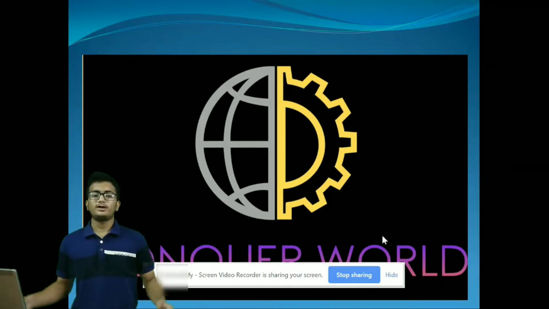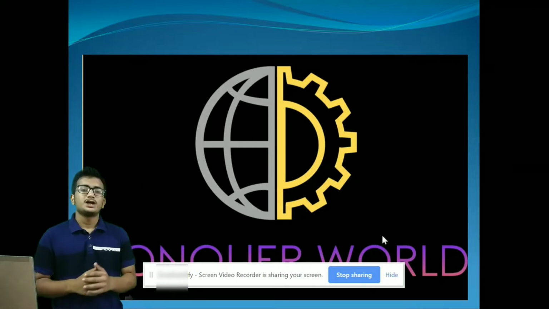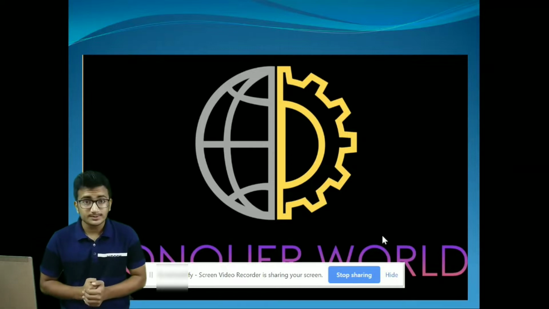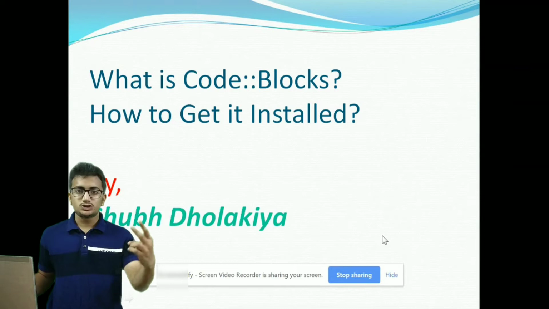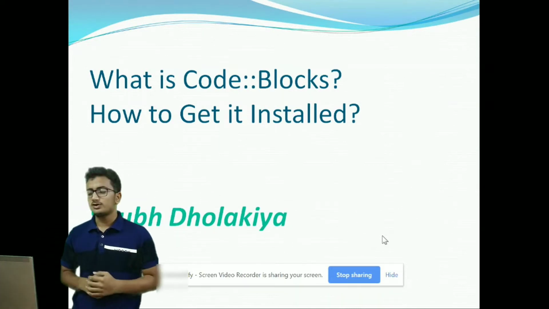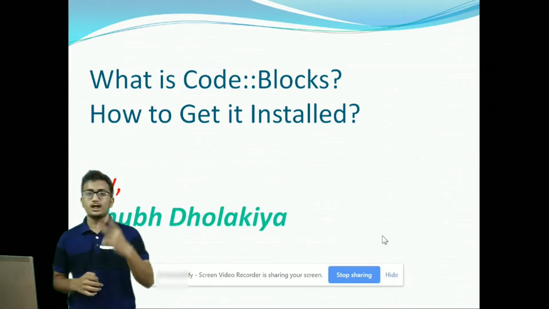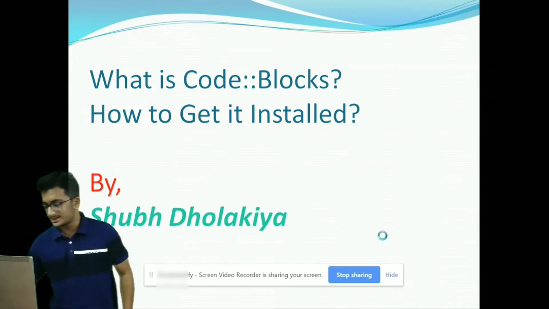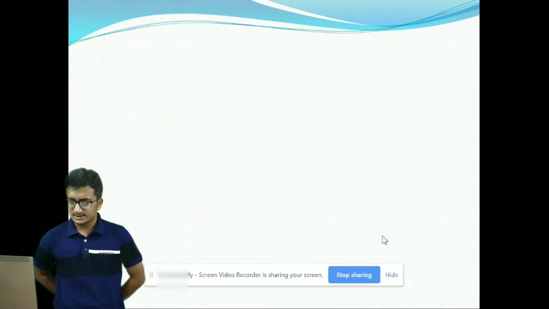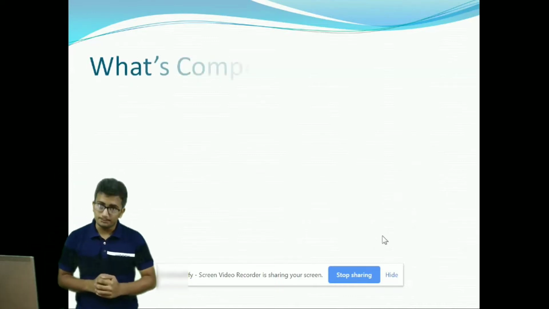This is part 1 for C programming language. Till then we have seen introduction to C programming language. So today we are going to see two topics. First is what is Code::Blocks and second one is how to get it installed. So let's move. Let's see what is a compiler.